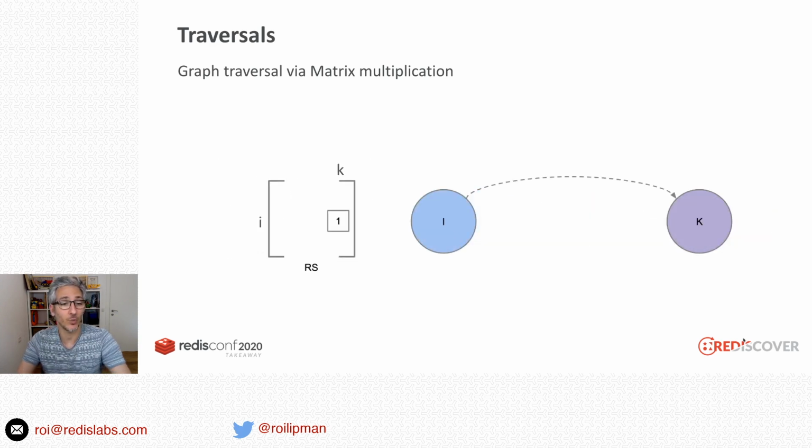And suppose that we did that. So here's the RS matrix, standing for the multiplication of matrix R with matrix S. And we can see that we have an entry at position I, K, meaning that after performing two hops, we found out that node I can reach node K after performing those two hops. And this is how Redis Graph basically performs traversal.